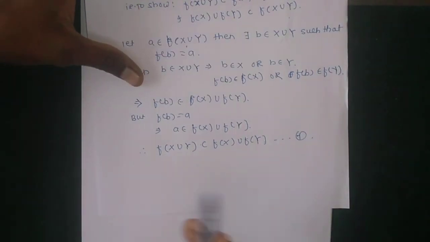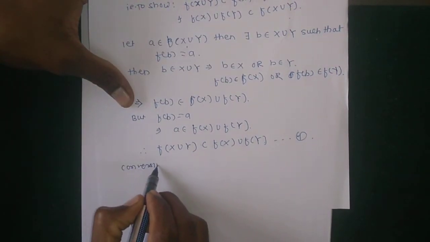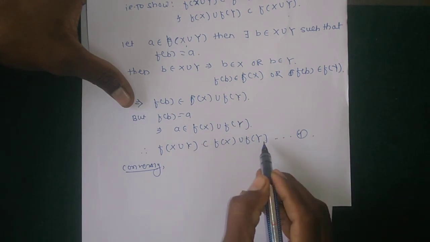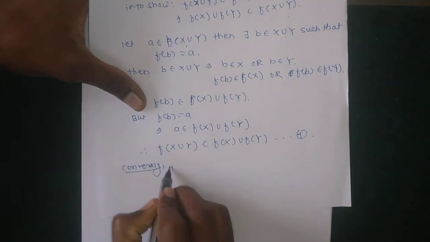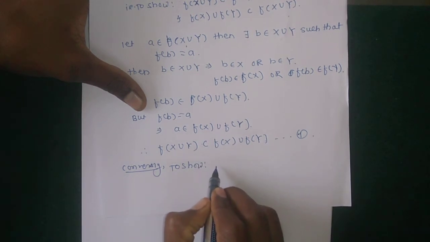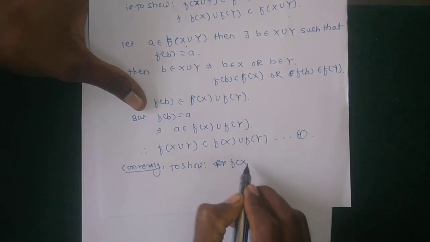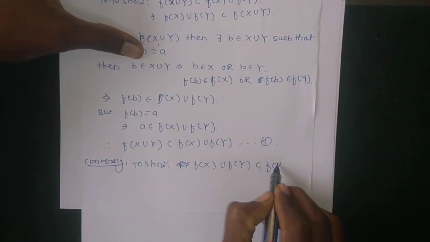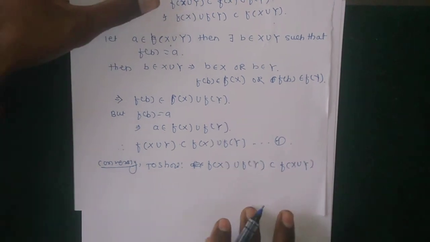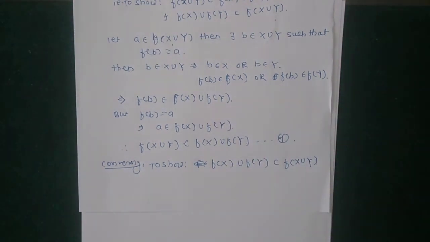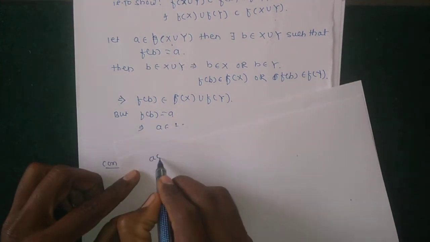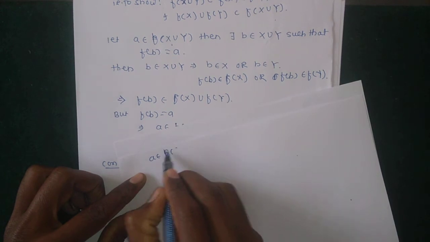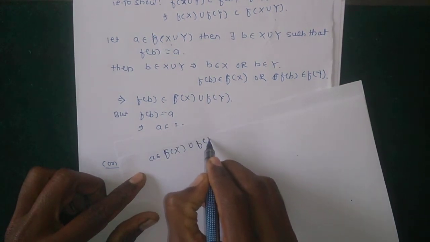Then conversely, to show that f of x union f of y is a subset of f of x union y. How to prove this? Here take any element from f of x union f of y.